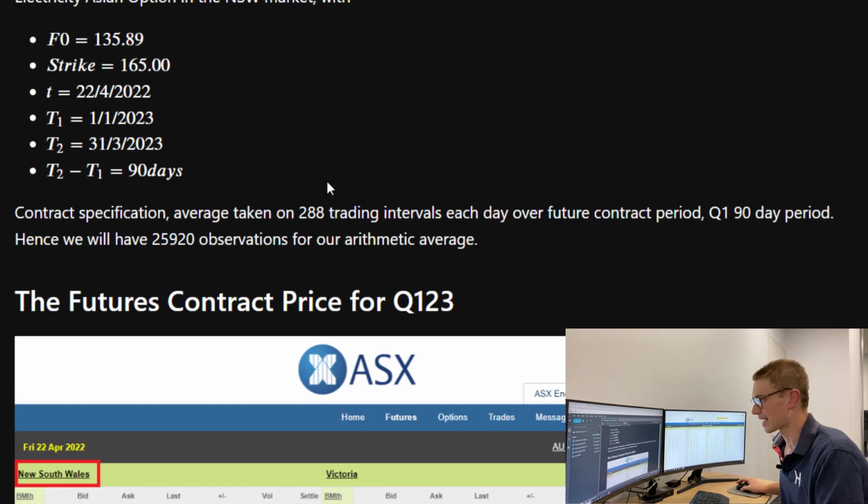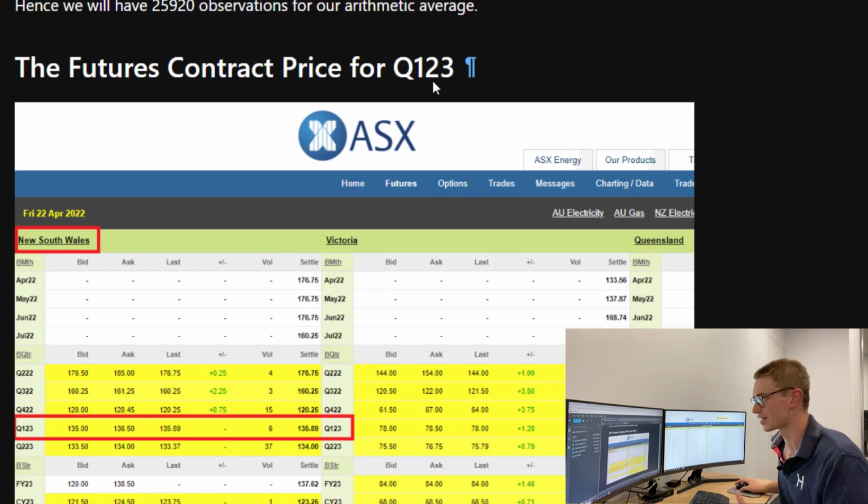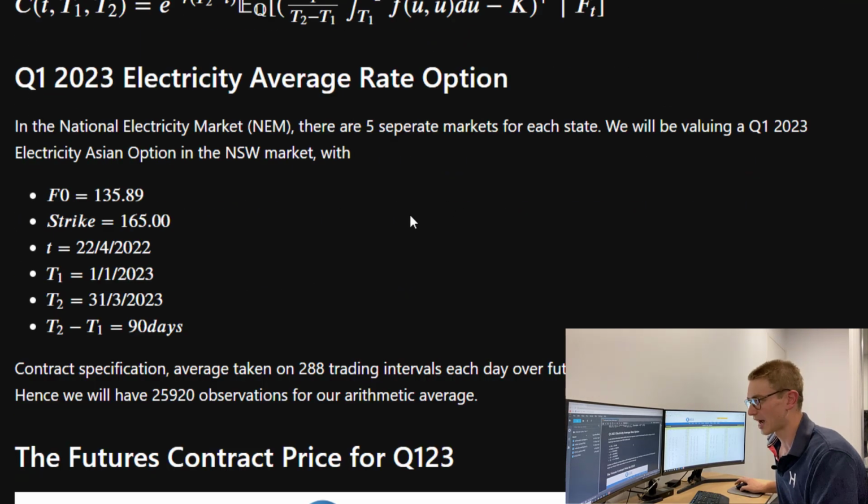What we can see is that we've got the futures contract price for Q1 23. The last settled price was 135.89. Our current futures price for Q1 23 is 135.89. Our time currently is the 22nd of April 2020, and the actual period that we're going to be taking the average over is our Q1.